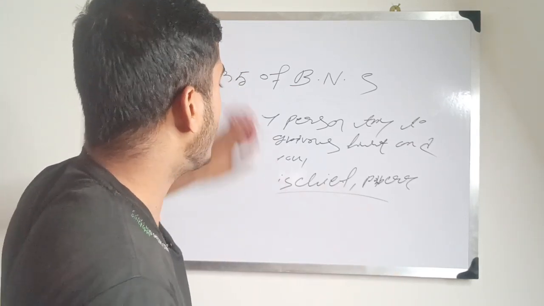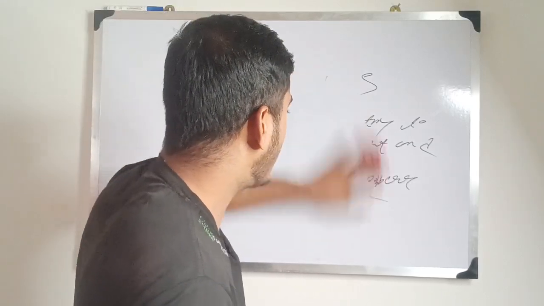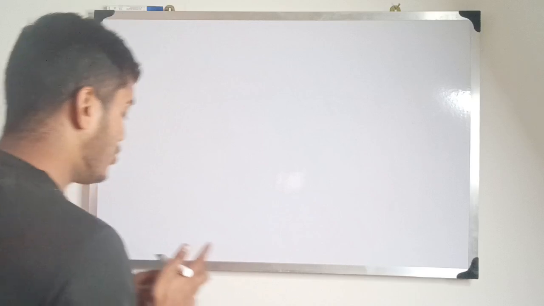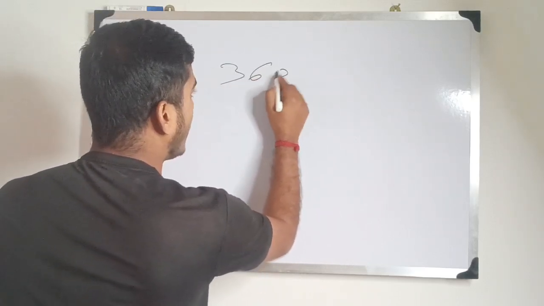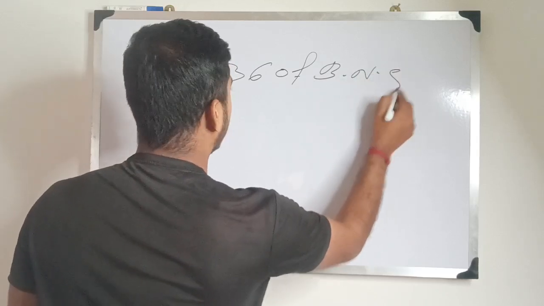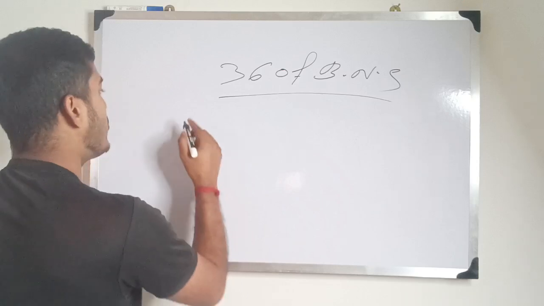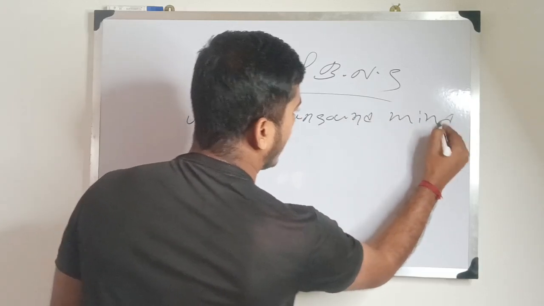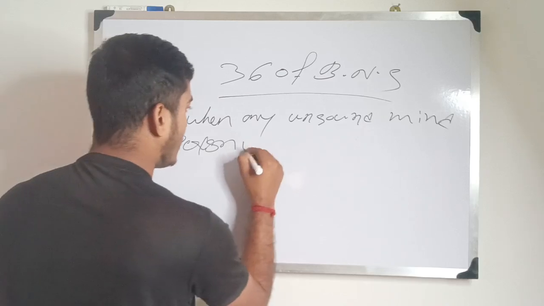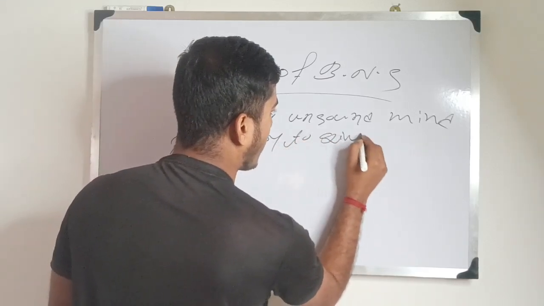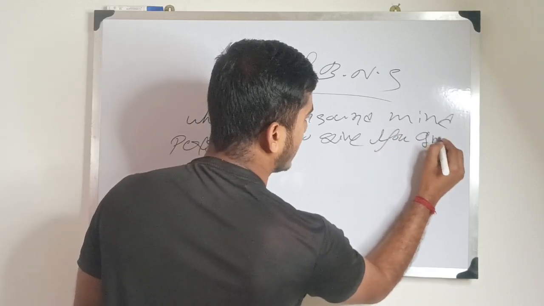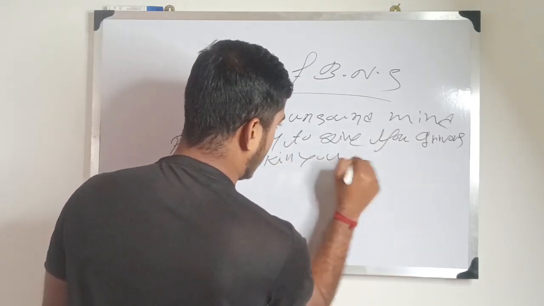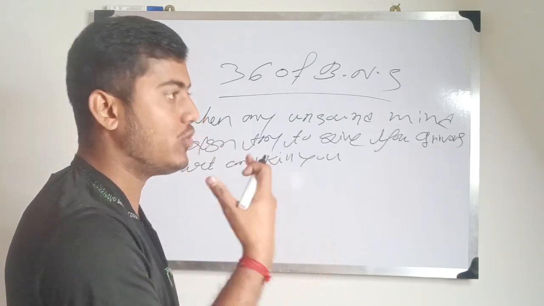And when any unsound-minded person tries to give you grievous hurt and tries to kill you, at that time you also have a right to protect your body, your property and any other person also. Section 36 of B.N.S. deals with these provisions. When any unsound-minded person tries to give you grievous hurt and kill you, in these situations you also have a right to perform your private defense.